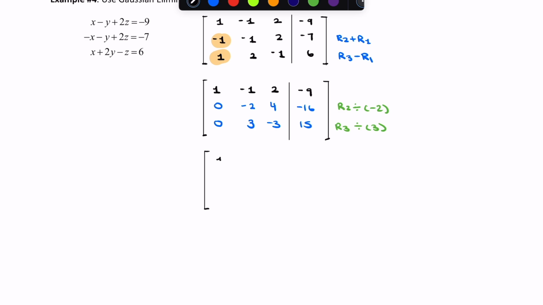And so here we have 1, 0, and 0. We have -1, 1, and 1. We have 2, -2, and -1. And for our constants, we have -9, 8, and 5.